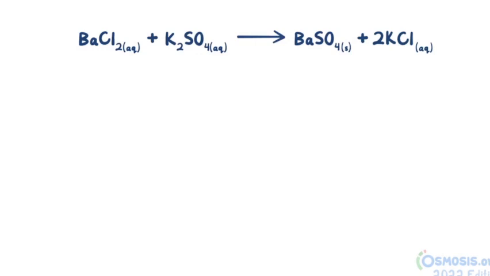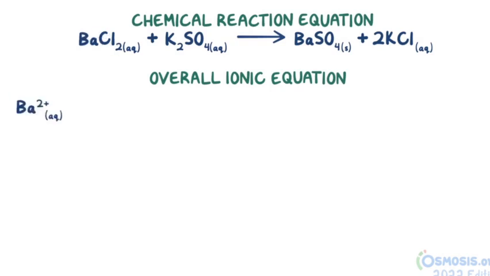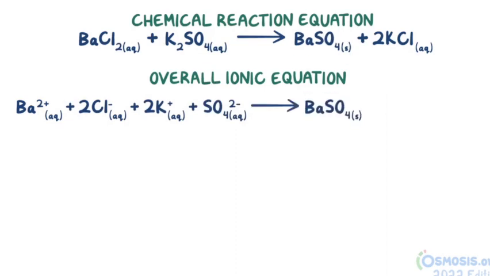Now we want to identify the spectator ions. To do this, we need to break up our chemical reaction equation into an overall ionic equation by writing each aqueous reactant in terms of its constituent ions. When we write this out, we make sure to keep the coefficients intact. 1 barium cation plus 2 chloride 1- anions plus 2 potassium ions plus 1 sulfate 2- anion yields solid barium sulfate, 2 potassium ions, and 2 chloride 1- anions.